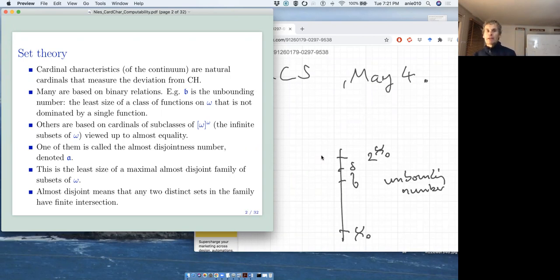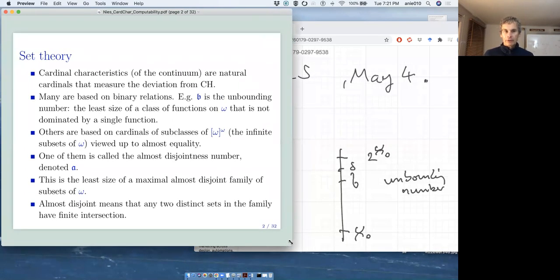For instance, how many functions do I need so that not a single function dominates them all? Where function means functions on omega, and domination is eventual domination. And that's by definition b. In this talk, I mainly consider characteristics based on the almost inclusion relation for subsets of omega. And they have been studied just as long. For instance, the almost disjointness number denoted a is the least size of a maximal almost disjoint family of subsets of omega, where almost disjoint means that any two sets in the family that aren't equal have a finite intersection.